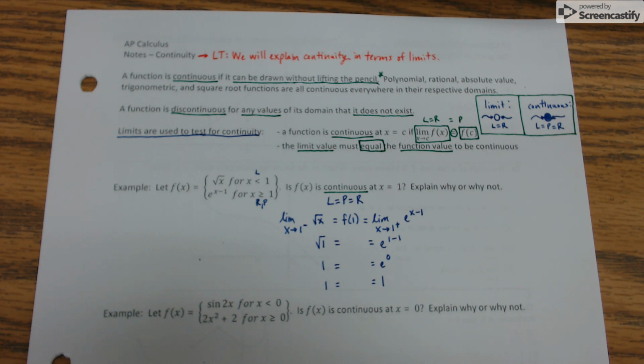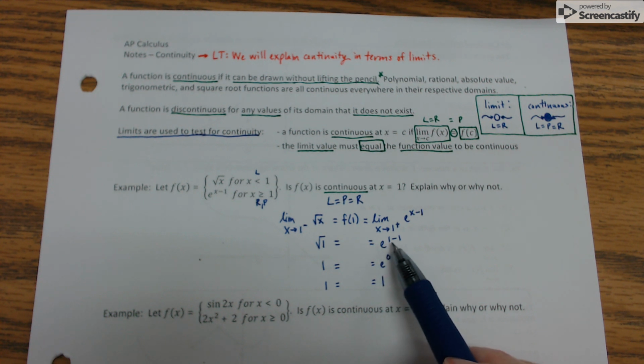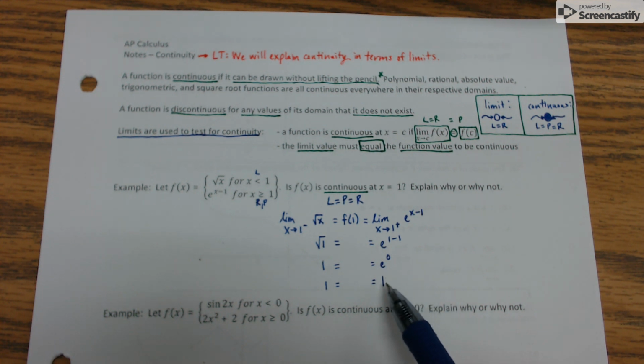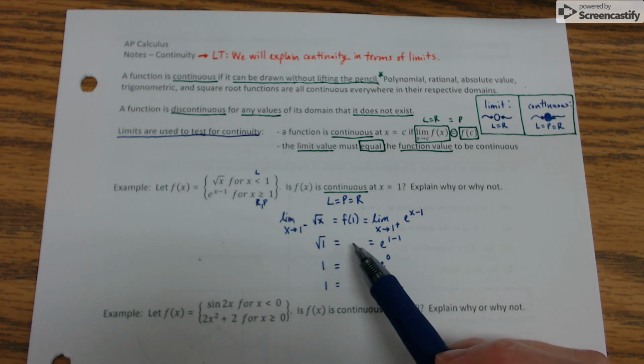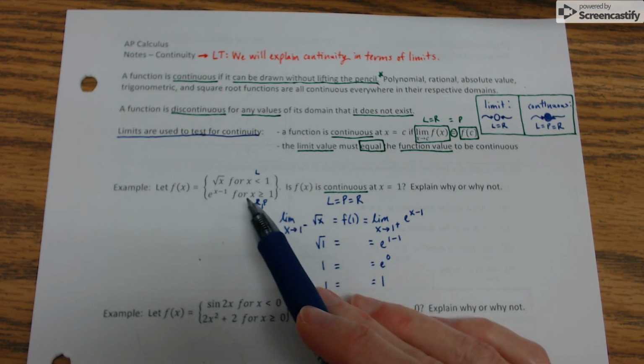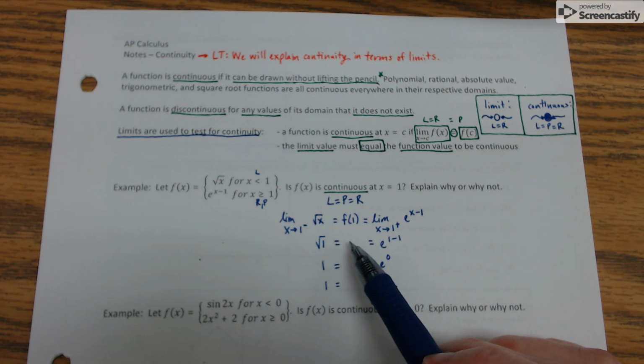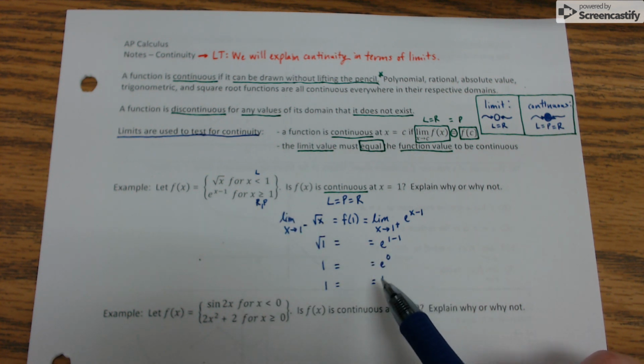I went ahead and evaluated the left and the right limits by substituting the 1. The square root of 1 is 1. I got e to the power of 1 minus 1. E to the 0 is 1. And the function value, you might remember, is attached to the right piece for this function. It's not always attached to the left or right piece, but often it is. And so it might seem a little redundant, but we actually just have to substitute that 1 into the right piece of the function here. So it'll actually be exactly what I have in this right section of the equation.